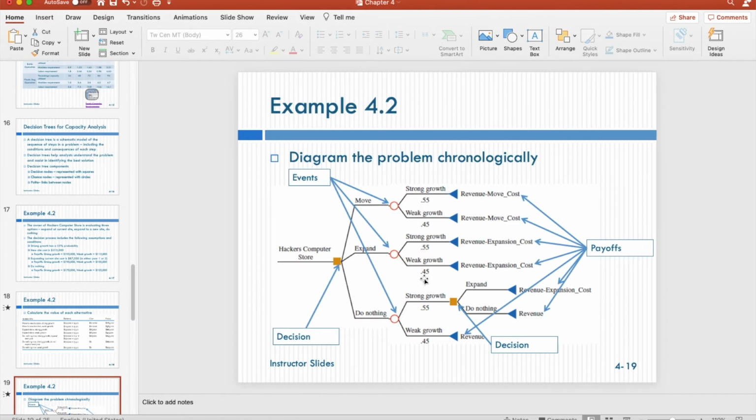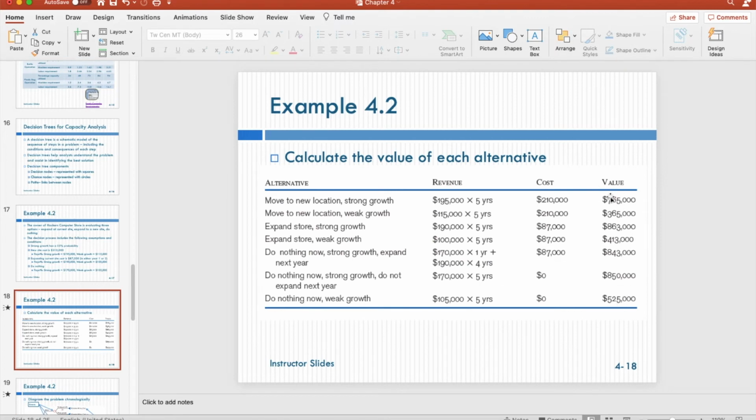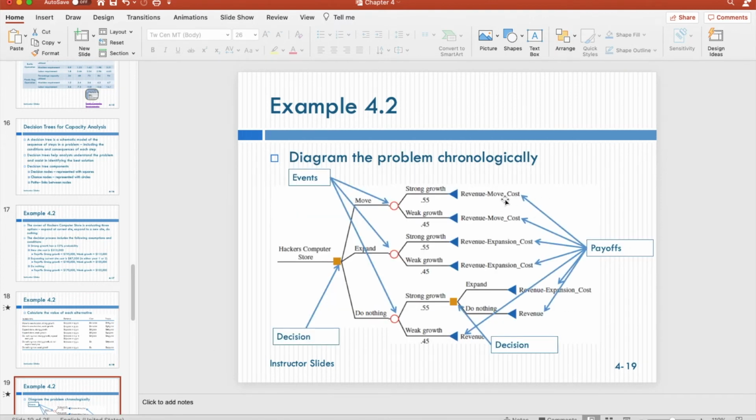Now, once you move and the strong growth happens, you have the corresponding profit, right? We have just calculated all the profit showing here. You have the corresponding number, and if you move, but the weak growth happens, unfortunately, then there is also a corresponding profit shown here. And if you decide to expand with a strong growth, you have this corresponding profit. If you expand with a weak growth, there is a corresponding profit.